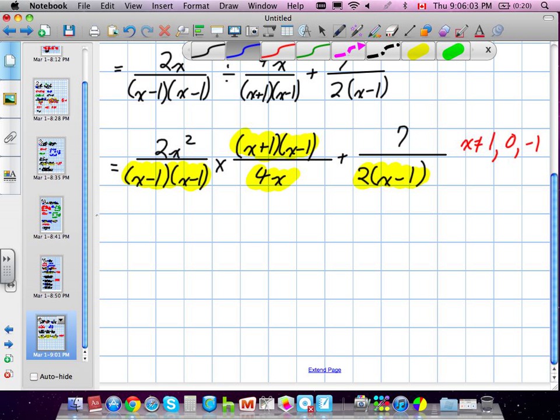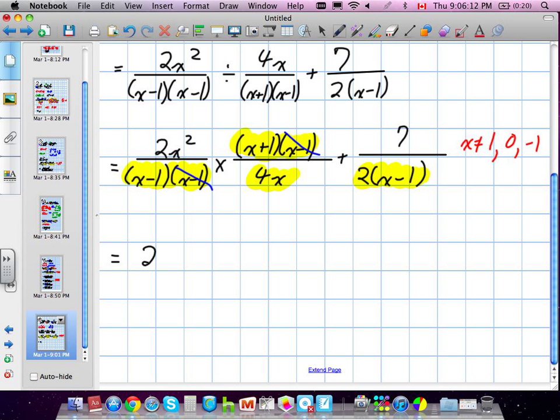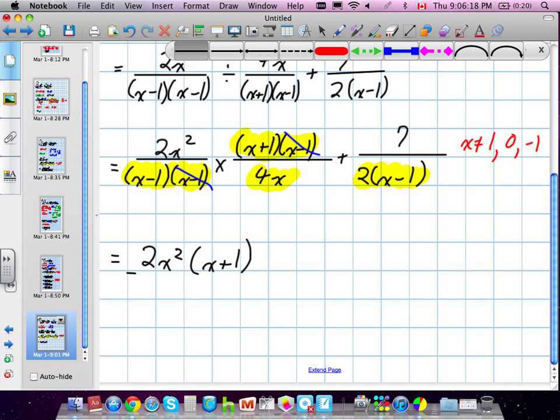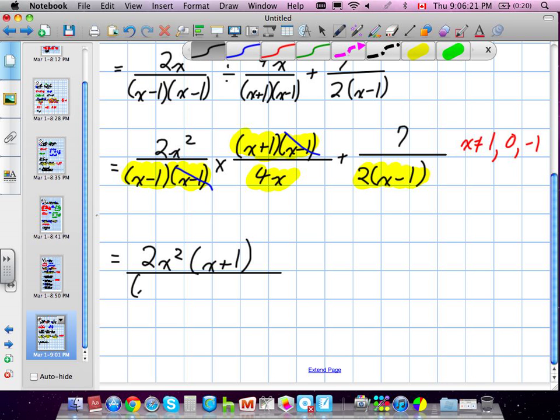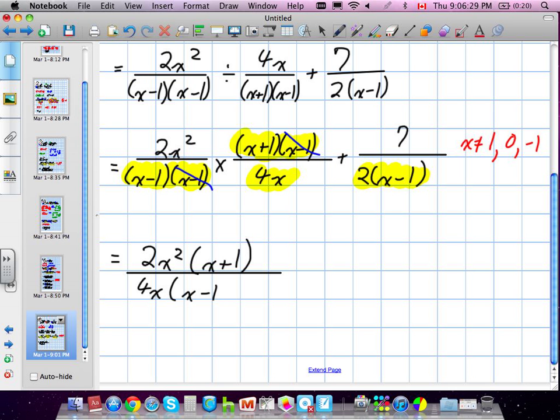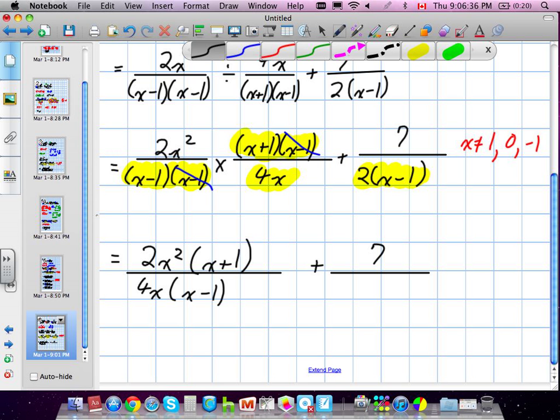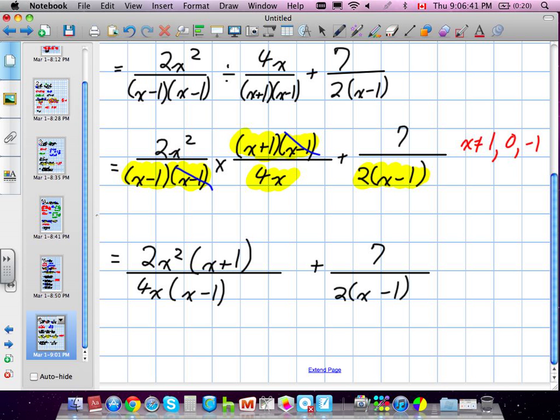Good. All right, and we end up with 2x squared times x plus 1 all over, oops, yeah, let's put the 4x first. 4x and then x minus 1. And this is going to be plus 7 over 2 times x minus 1. Now, anything else I can do before I decide to get a common denominator? The brackets, we know there's nothing, right? Because we have a plus and a minus.